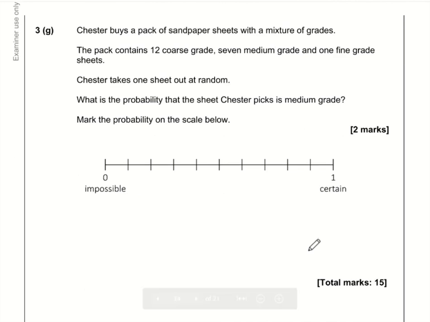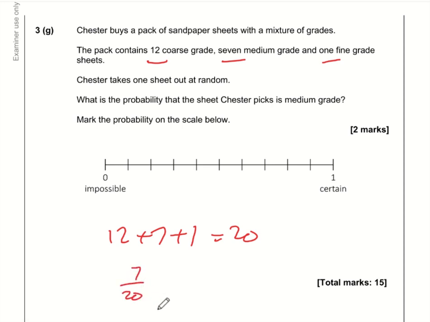Okay, so for this question, what we need to do is work out how many sheets there are in total. 12, 7, 1. So 12 plus 7 plus 1. 12 plus 1 is 13, plus 7 is 20. Now, of the 20, how many are medium? Well, that is 7 out of 20.